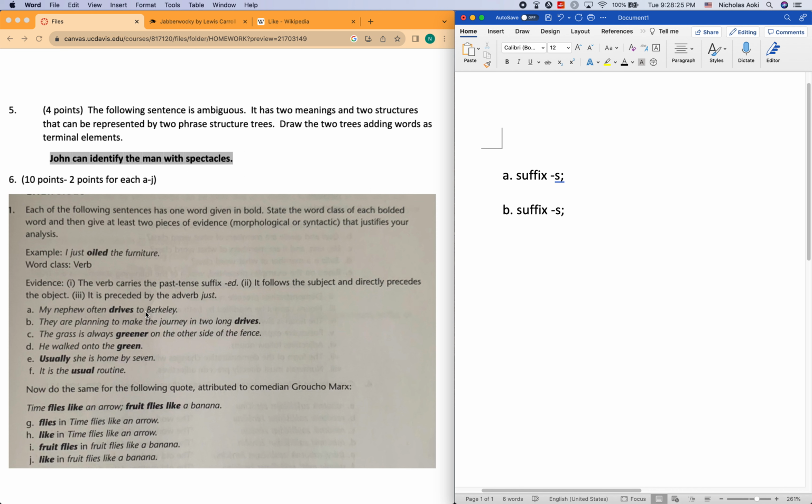But now notice the syntactic evidence, the word order. In sentence A, drives follows the adverb often. We generally can only follow adverbs like often with verbs. So we can say, "My nephew often eats chicken," where eats follows often. We can't follow adverbs like often with nouns. We can't say, "My nephew often chicken." So in A, the fact that it follows the adverb often is the main piece of evidence that drives has to be a verb.